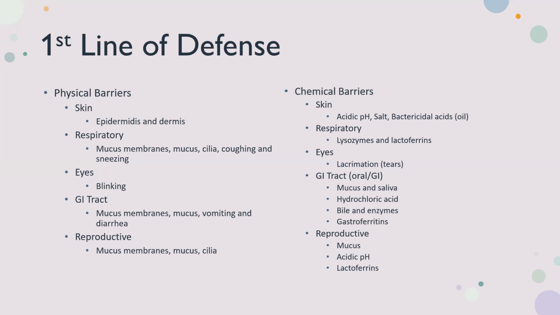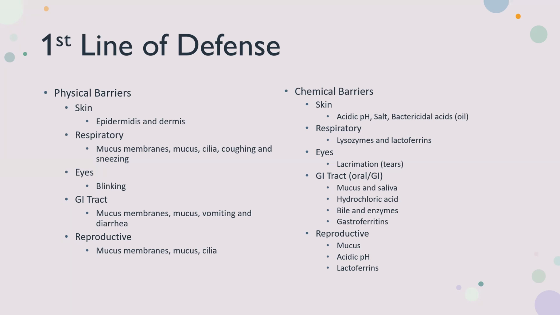But the big three that I want you to focus on are respiratory, GI tract, and reproductive. You'll see that they have very similar physical barriers. So mucous membranes, mucus, and cilia. Respiratory and reproductive have all three. GI tract has mucous membranes and mucus.